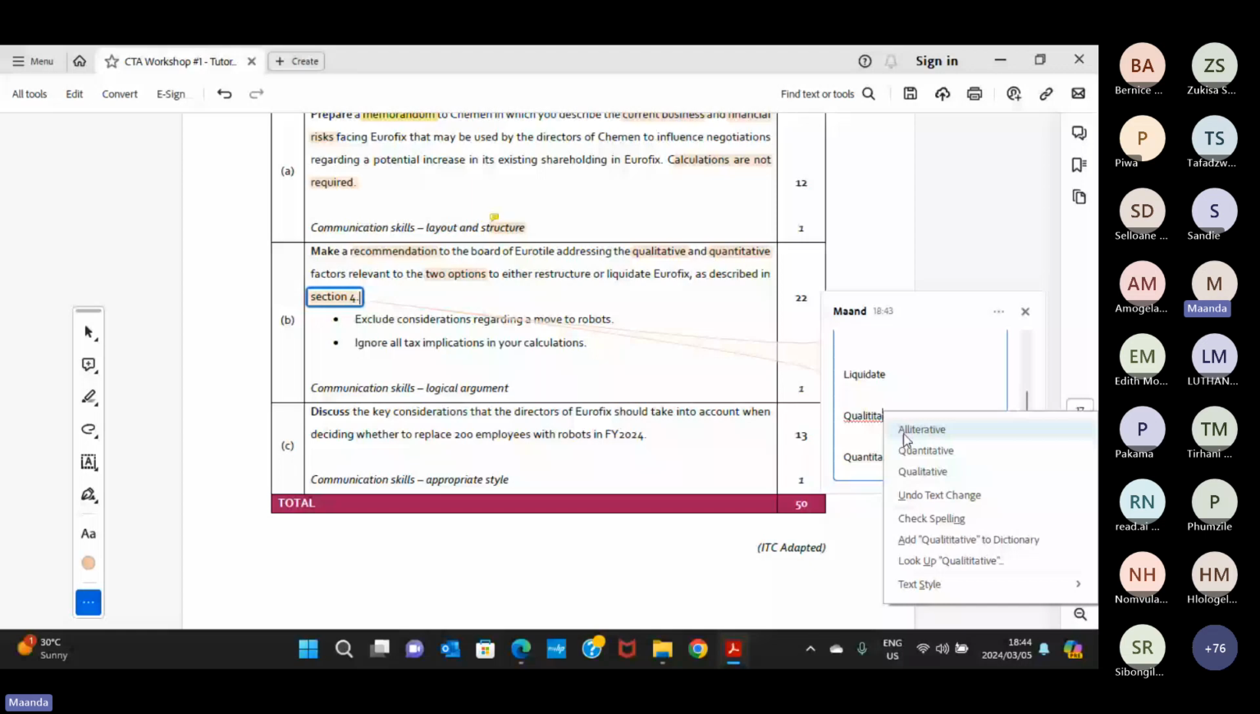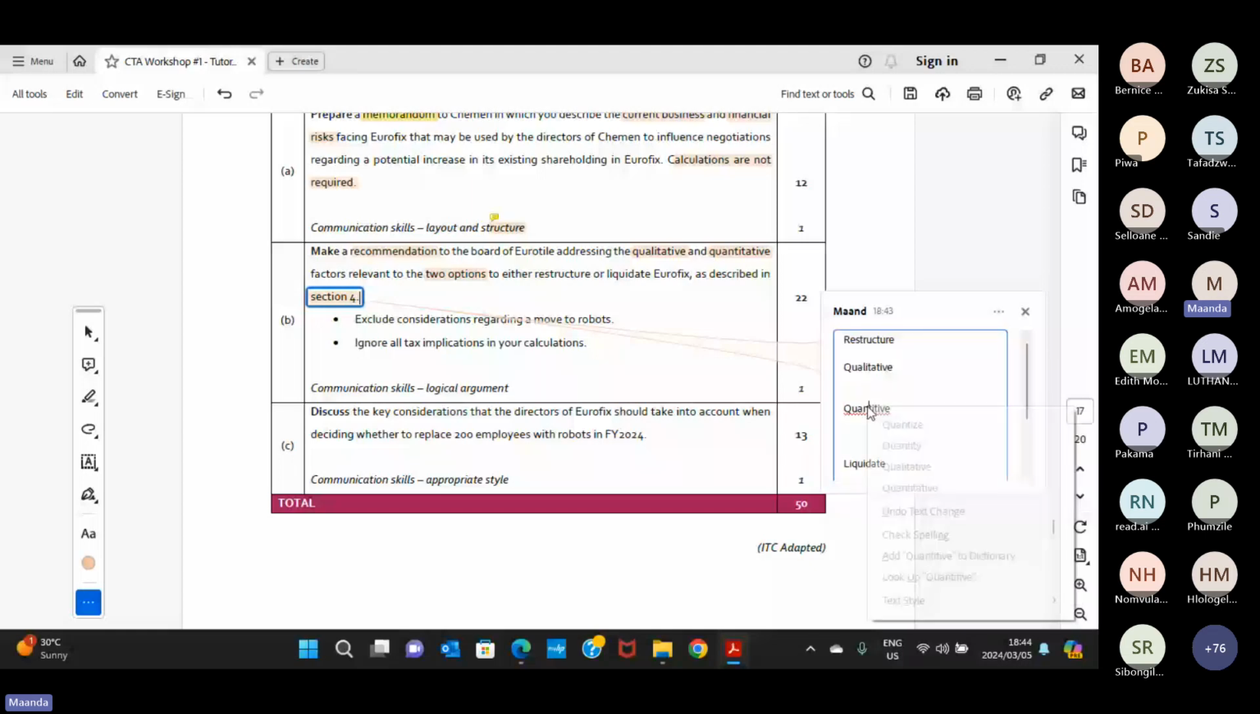So already my solution is looking like this. I have two options. One, I need to talk about restructuring, and I need to talk about the qualitative side of things and the quantitative side of things. And if I'm making a recommendation, I expect you to say, in terms of the qualitative, these are some of the positive factors, and these are some of the cons in a way. That will then be there. So I expect you to have a proper discussion because this is going to the board.